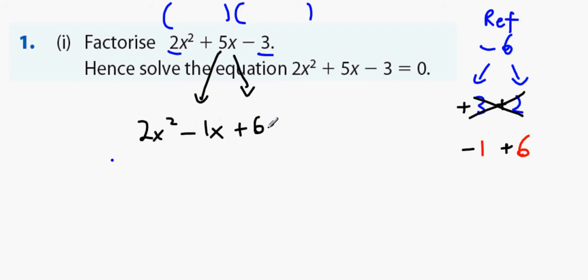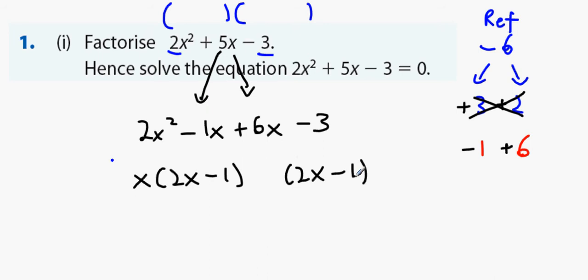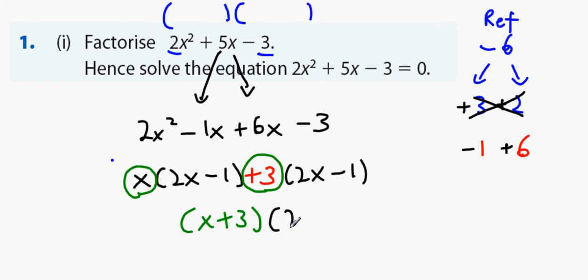Take x out of the first two, and you're going to be left with x into 2x minus 1. You automatically know the next bracket's got to be the same. What number in here will multiply by 2x to give you plus 6x? That's going to be plus 3. And now all we need to know is that the numbers that can come in front of the bracket go into the first bracket, so it's going to be x plus 3, and the second bracket is going to be 2x minus 1.